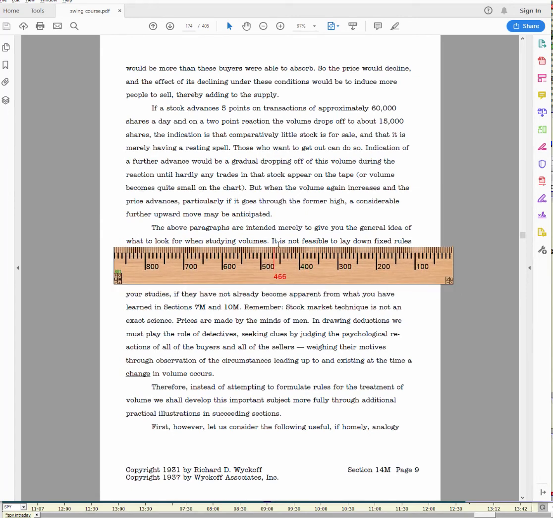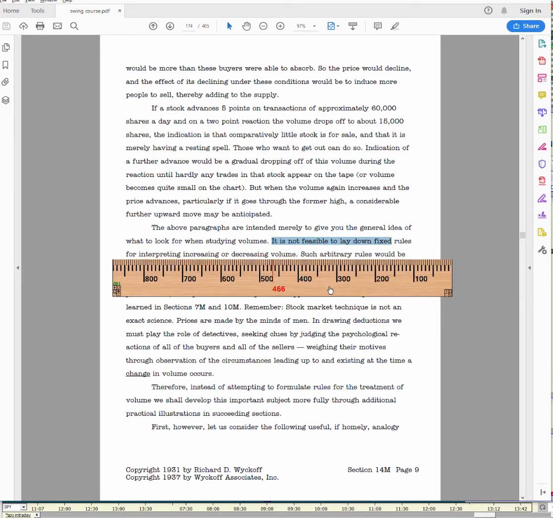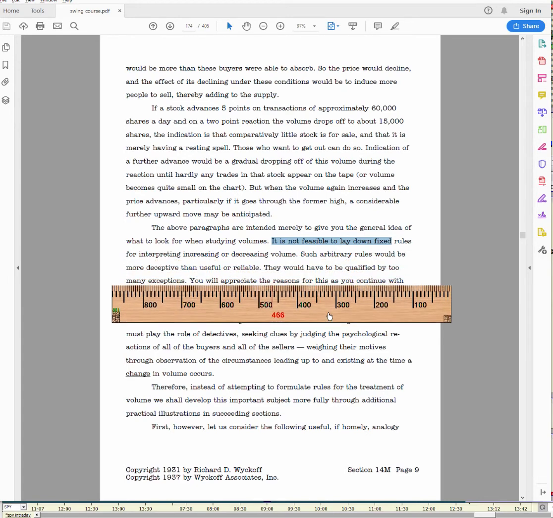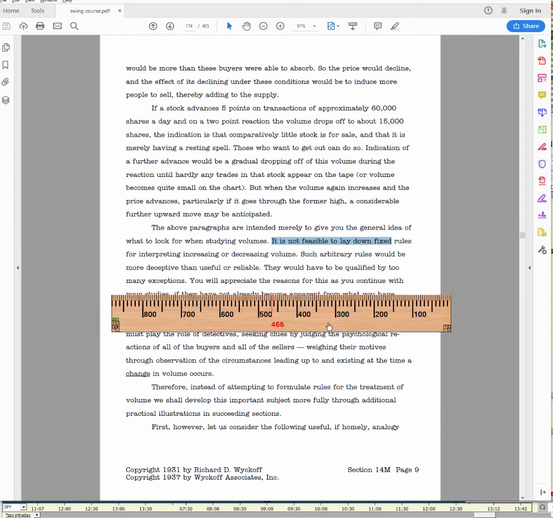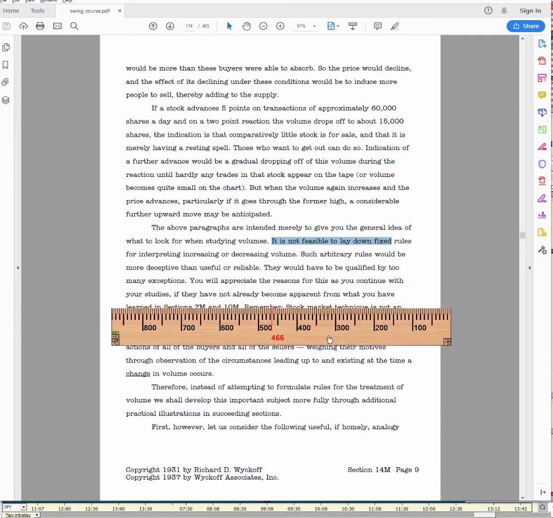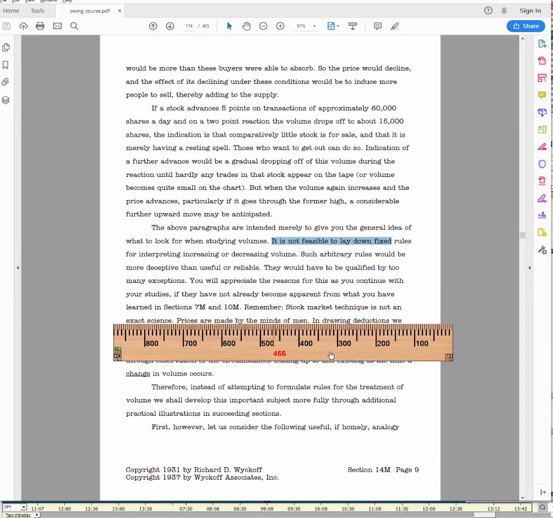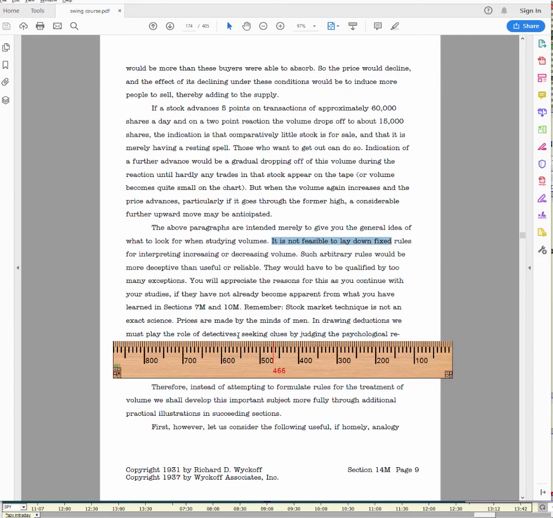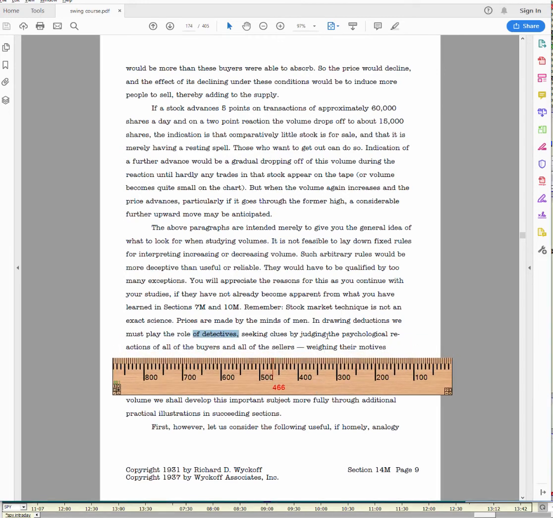It's very important too. It is not feasible to lay down fixed rules for volume. And it's also true for price. As a trader, you're really a detective, judging the psychological reactions of all buyers and sellers, weighing their motives.